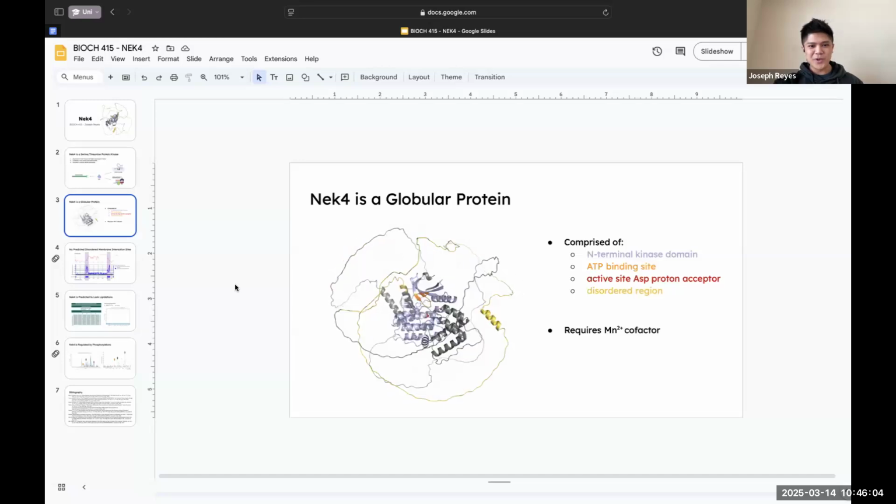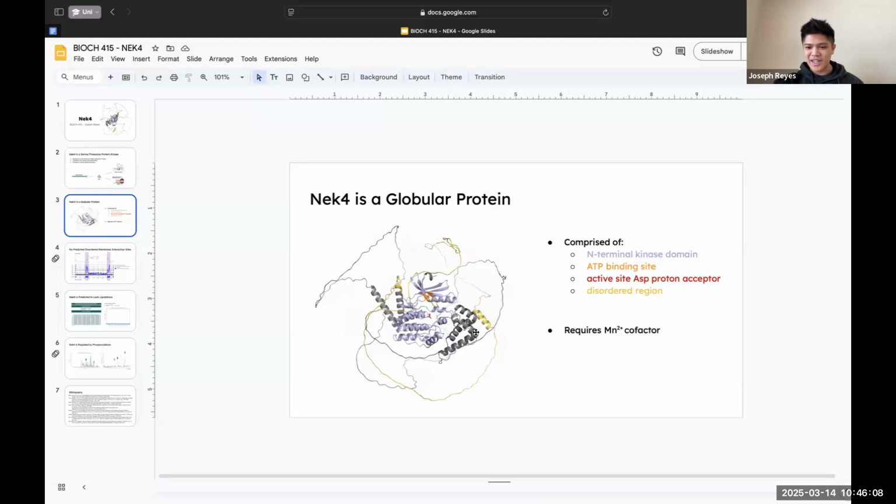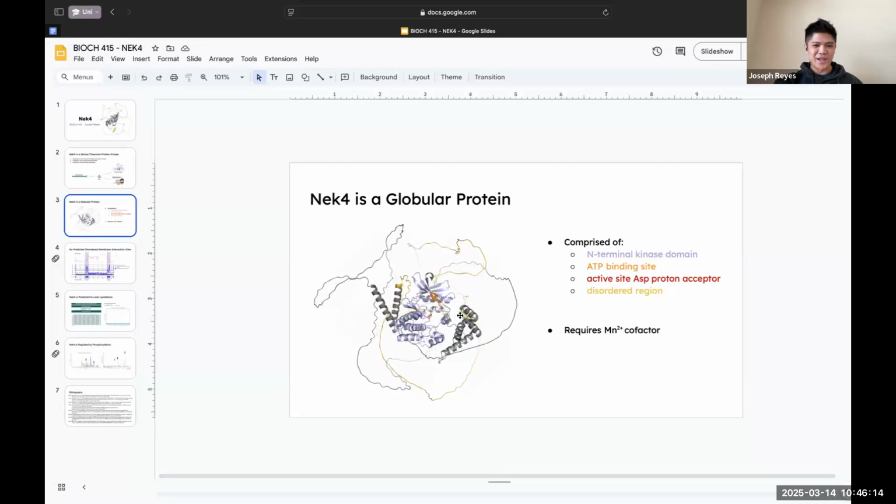This might be the reason why it's taking a little bit to load. I made an animation of the AlphaFold NEK4 structure. I exported it as a GIF and it took a while, so this might be it.